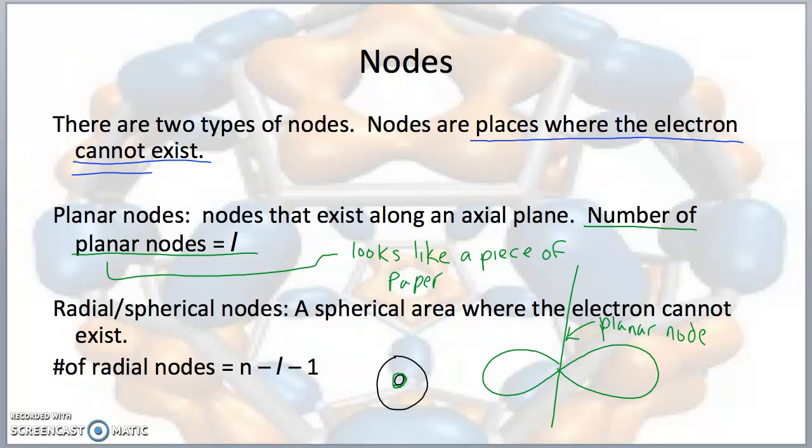The number of planar nodes is equal to the l value, so a spherical orbital with an l value of 0 has 0 planar nodes. These regions look like a piece of paper, and there is one planar node in the dumbbell-shaped orbital because l equals 1. The spherical nodes, sometimes called radial nodes, can be imagined as a soap bubble where no electrons exist. The number of radial nodes is n minus l minus 1. This formula can be used to find the number of spherical nodes and also has applications for determining the n value. We can always figure out the l value from the shape.